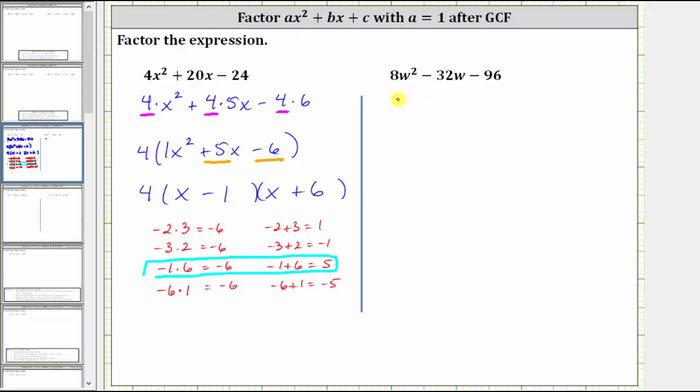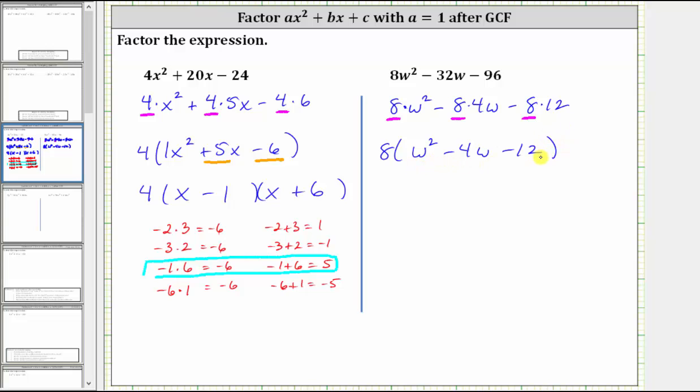8w squared is equal to 8 times w squared, minus 32w is equal to 8 times 4w, minus 96 is equal to 8 times 12. Again, this form is optional, but we can now see the greatest common factor is 8, and we can also see the remaining factor of each term after factoring out 8. So we begin by factoring out 8, which leaves us with w squared minus 4w minus 12.